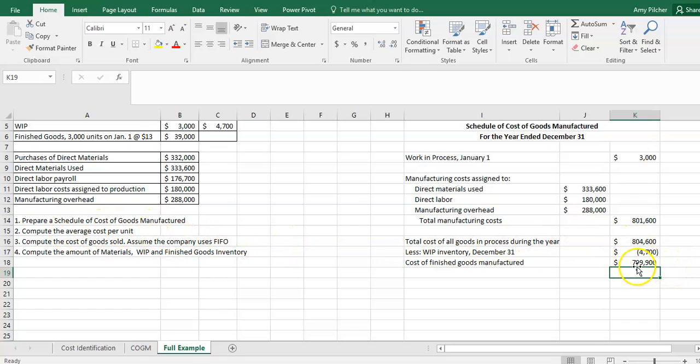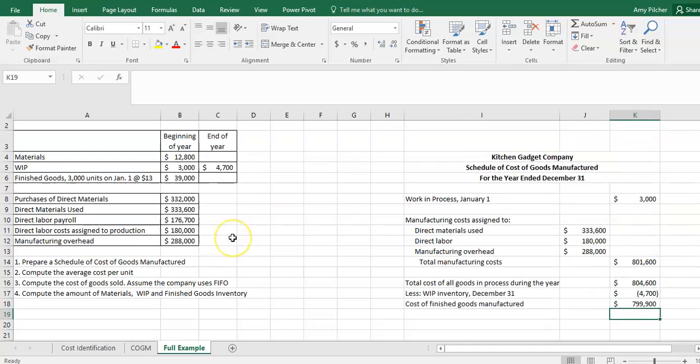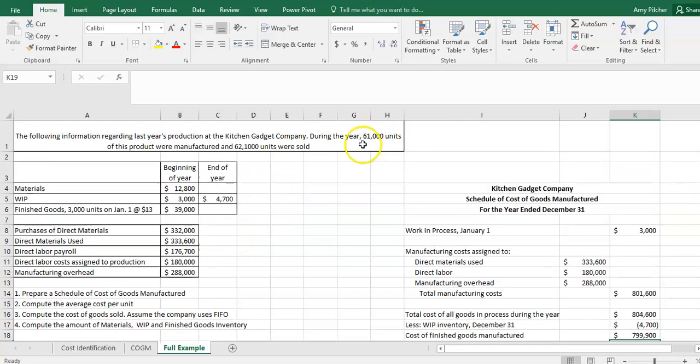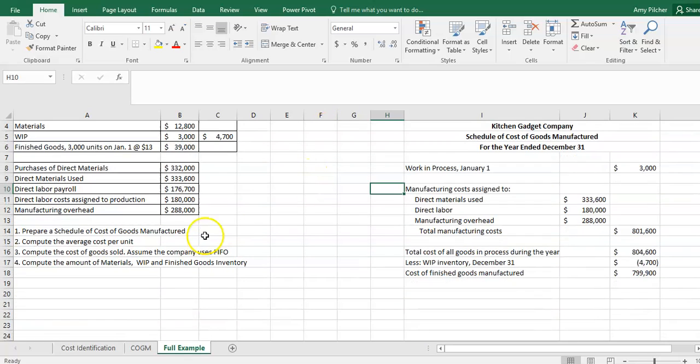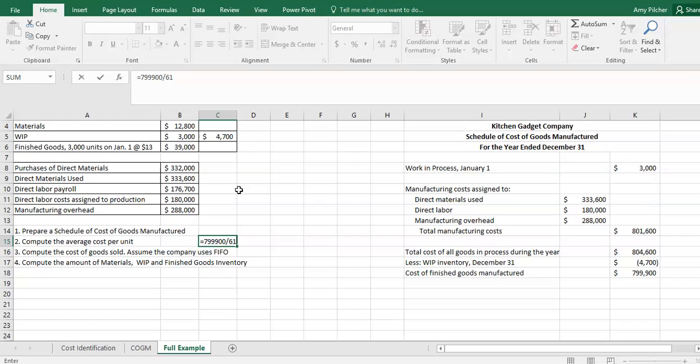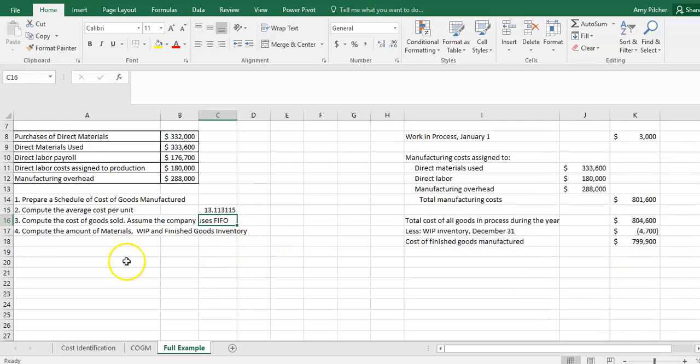Number two says compute the average cost per unit. We have total cost of 799,900. And up here in our information, it says during the year we manufactured 61,000 units and sold 62,100. So to determine the average cost, we take our total cost, 799,900, and divide by our 61,000 products. Gives us an average cost of $13.11.